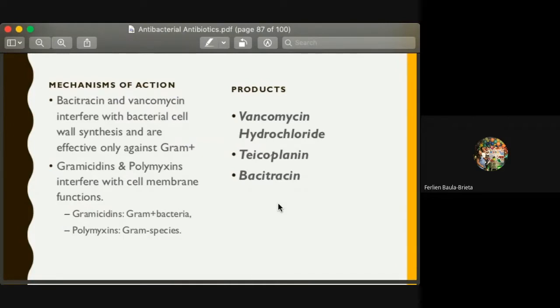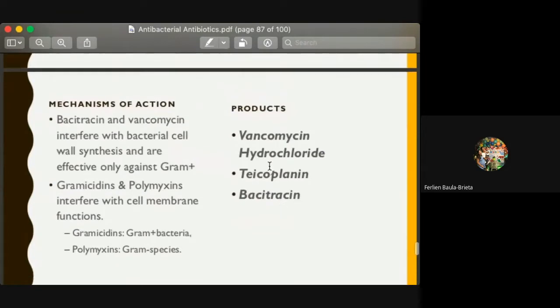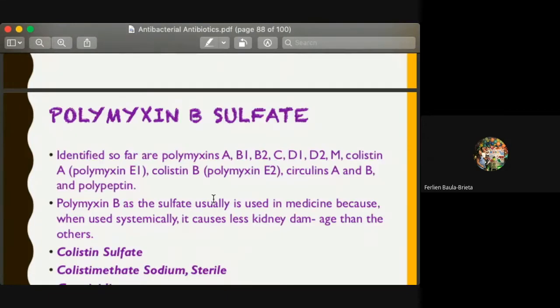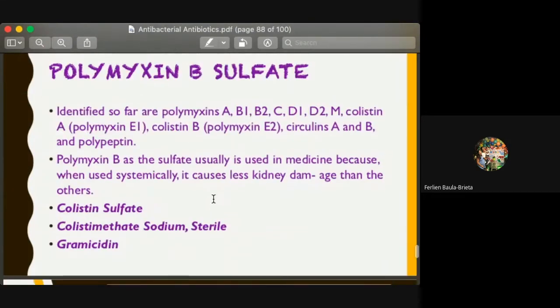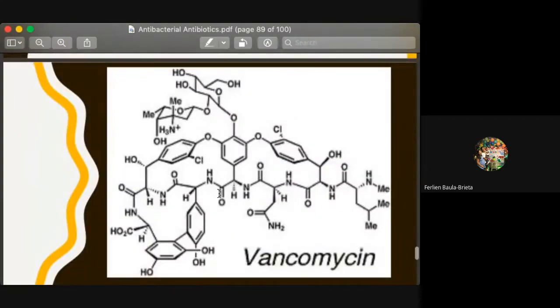So examples of our polypeptides, we have vancomycin, teicoplanin, and bacitracin. Okay? So polymyxins, we have colistin, which is very important to take note that this is a restricted drug. Okay? Colistimethate and gramicidin. Okay, so these are under our polymyxin disulfates. And this one is for vancomycin.